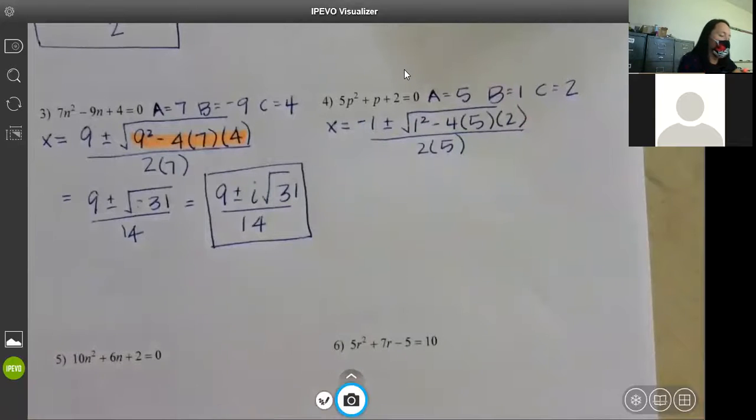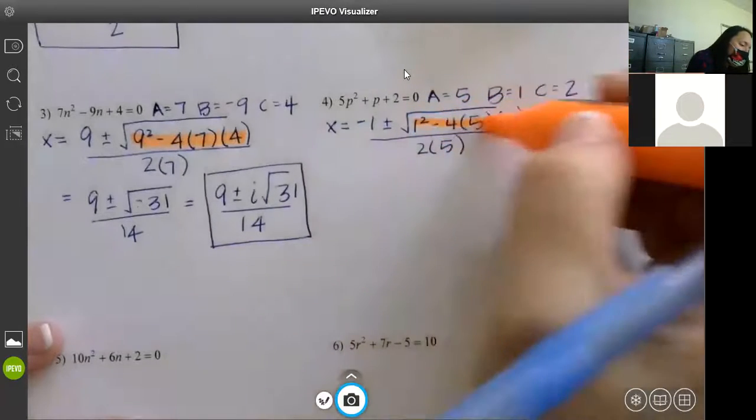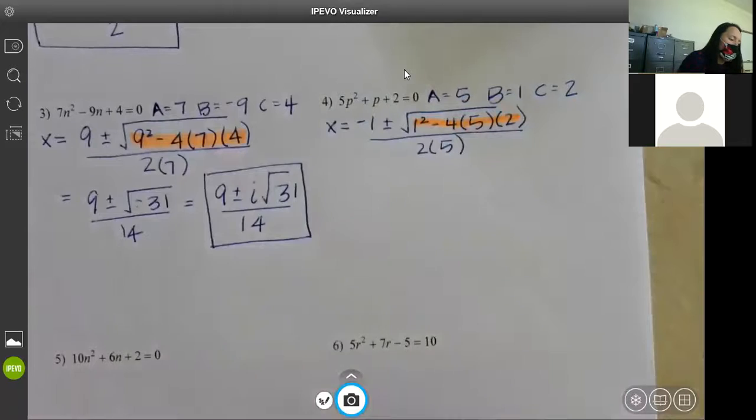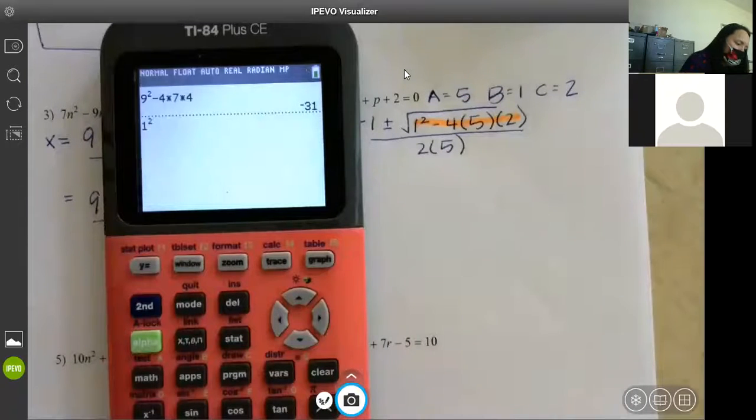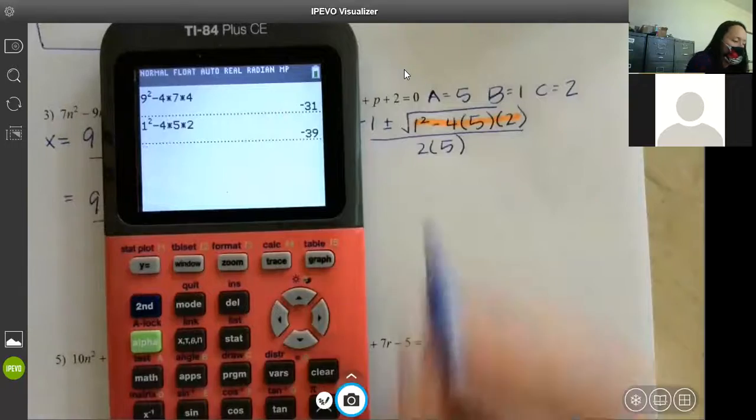All right. Again, only what's underneath the radical is what we're going to put in. So 1 squared minus 4 times 5 times 2 gives us negative 39.